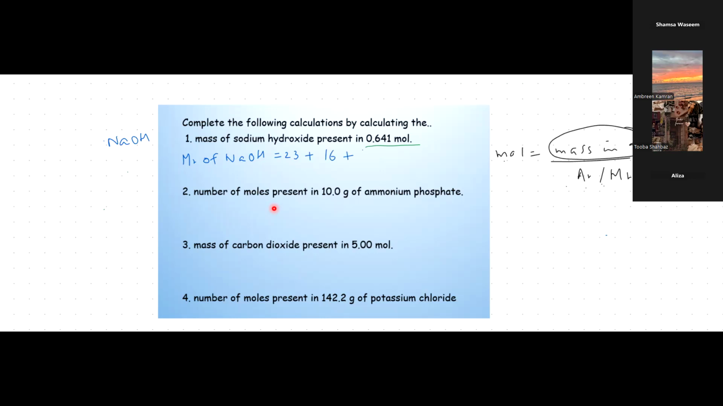Now, as we have to calculate mass, MR is 40 and moles are 0.641. So mass will be equivalent to the number of moles multiplied by MR. So we are going to get 25.64 or 25.6 grams. Right, girls? Did you understand?